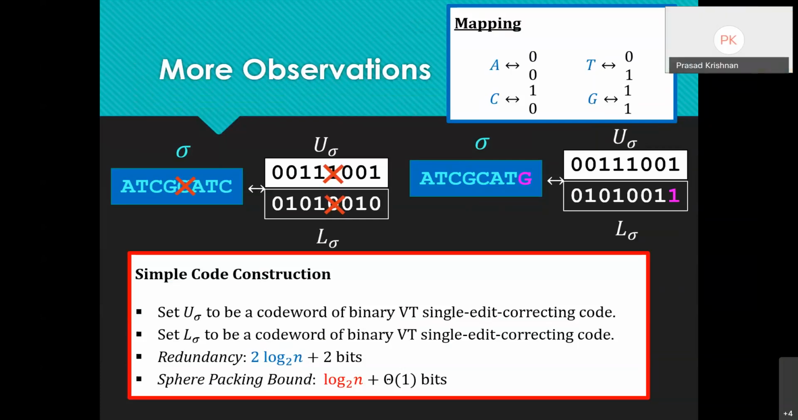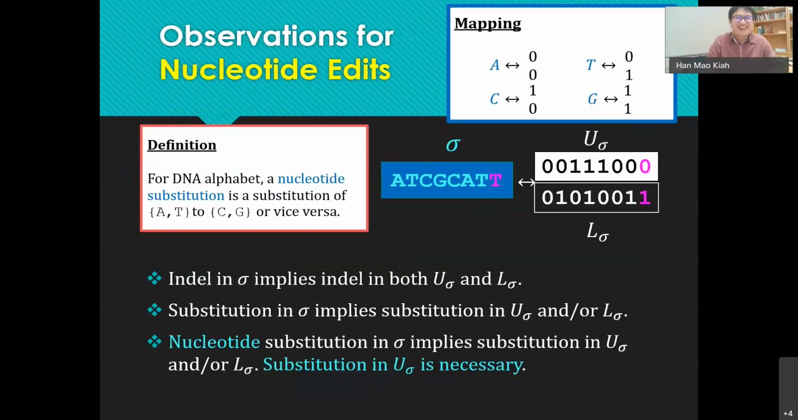Right. So this code, whatever you're constructing, handles any substitution? No. For this case, no. Okay. No problem. So that sort of illustrates what I'm going to say later on, which is here.